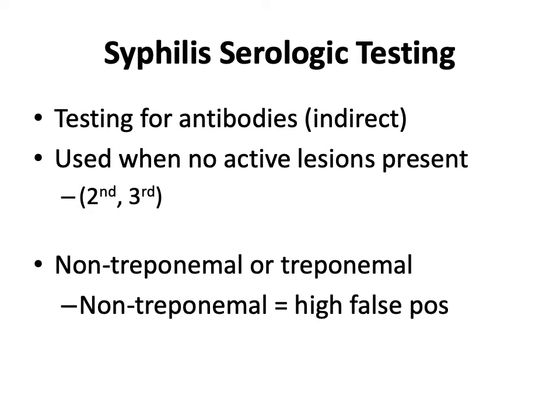Serologic testing for syphilis is an indirect method of detection because we are testing for antibodies. It is often performed when active lesions are absent, as is the case during secondary or tertiary syphilis. Either treponemal or non-treponemal antibodies can be tested for. However, there is a higher chance of false positives with non-treponemal antibodies.